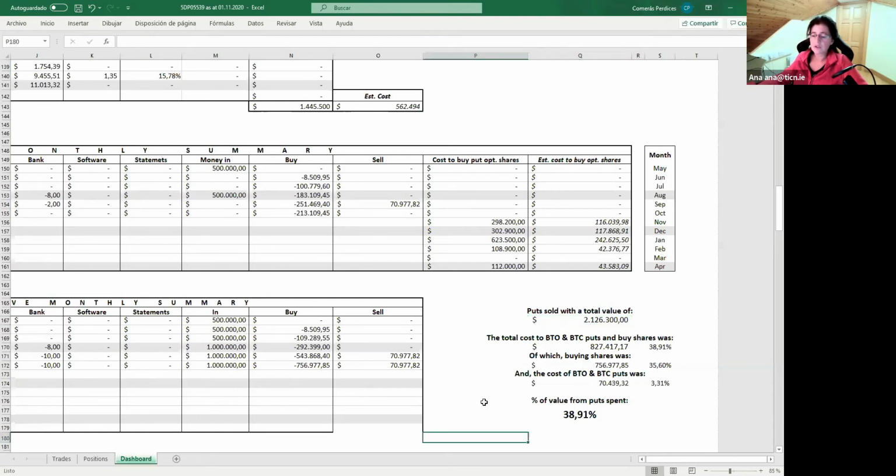However, what happened in real life? Many of these puts are not put to us because they expire above the strike. And if they expire above the strike, the option expires worthless and nothing gets put to us, and we get to keep the premium. Some others, what do we do with them? Well, we buy them back, then we sell to open for later on in time.